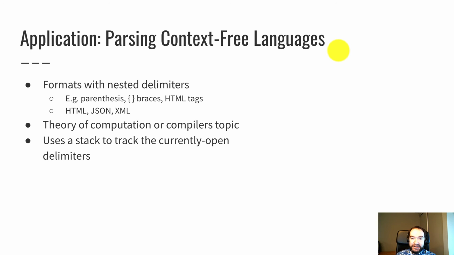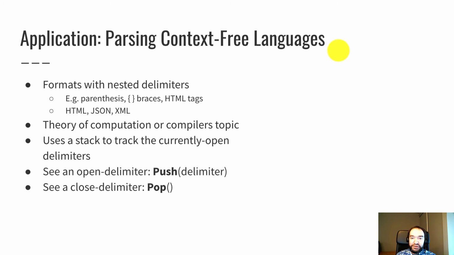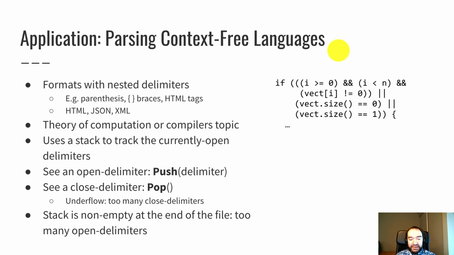So every time a delimiter goes open, we push it on the stack, and when we see a closed delimiter, we pop it off the stack. If the stack is empty at that moment, that meant there were too many closed delimiters. We had some closes that didn't have corresponding opens, and we can issue a compile error. At that moment, if we get to the end of the file and there's still open delimiters on the stack, that means there were too many opens, and we can issue a compile error for that reason.